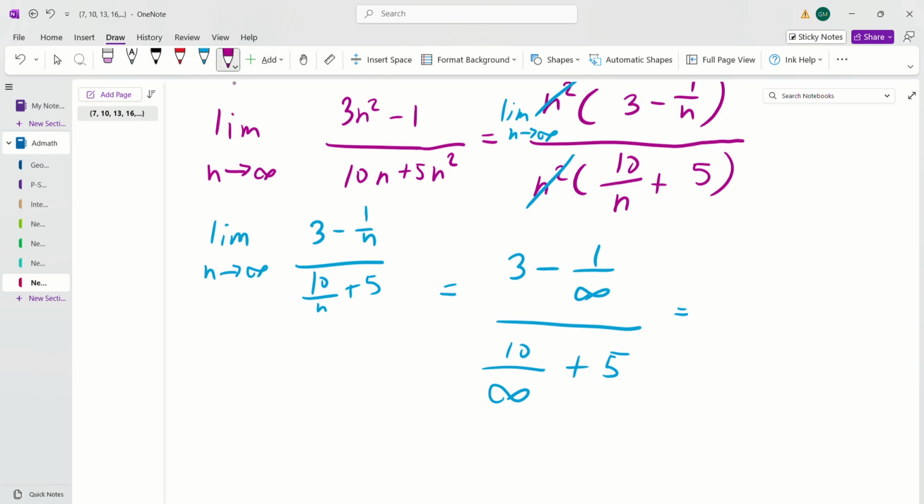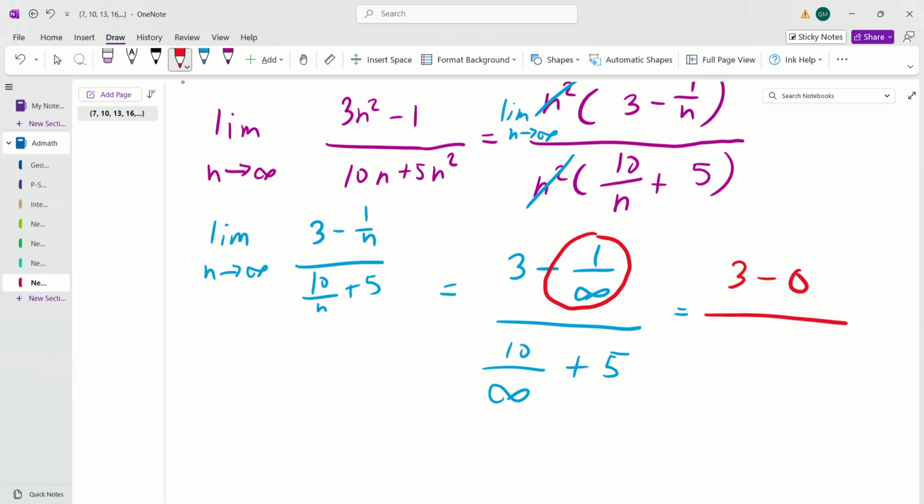So let's analyze the behavior of this term, 1 over infinity. As the value increases, as the n gets bigger, originally that is n, right? So we just replace it by infinity. As the n gets bigger, it approaches 0. That's why we have 3 minus 0 here.